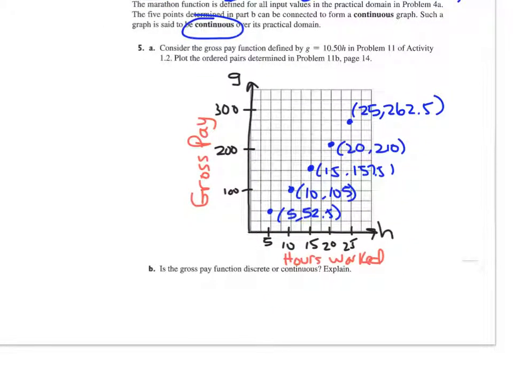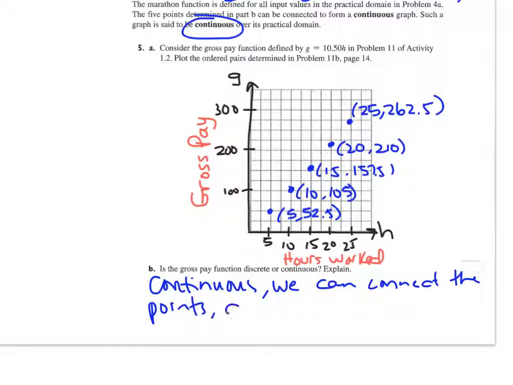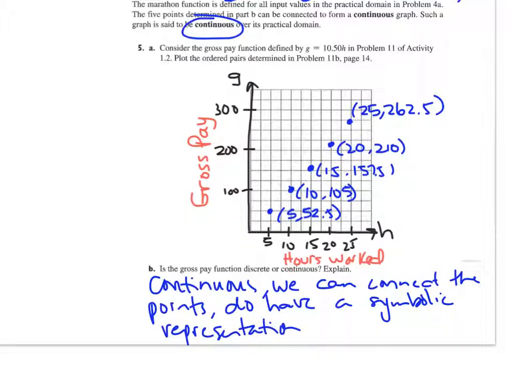All right, so is this gross pay function discrete or continuous? We would say that this is continuous. We can connect the points, and we do have a symbolic representation. That symbolic representation is G equals 10.5 times H, the equation that goes along with it.